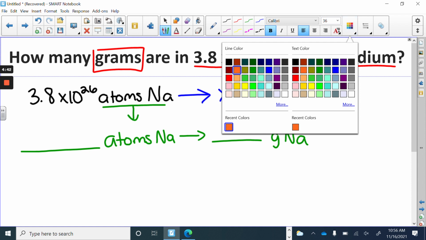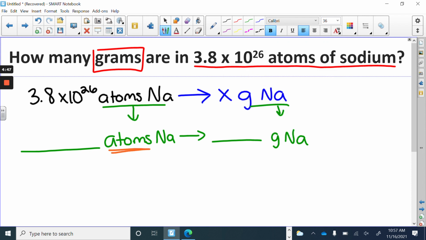So last question it said particles, but if it says particles, atoms, molecules, or formula units, those will be the 4 that you may see. That means you need to use Avogadro's number. That's 6.02 times 10 to the power of 23.